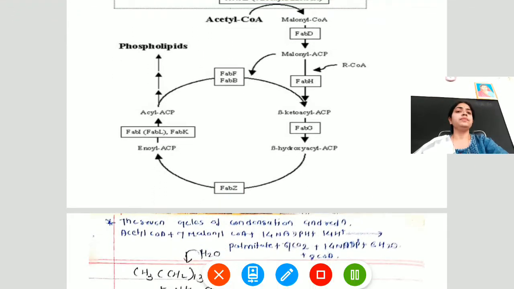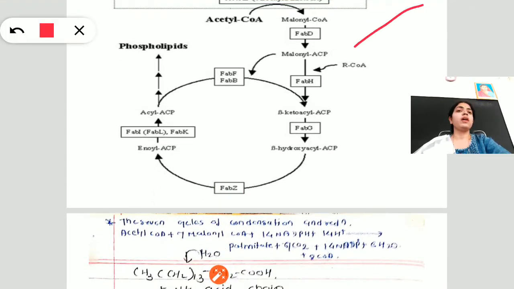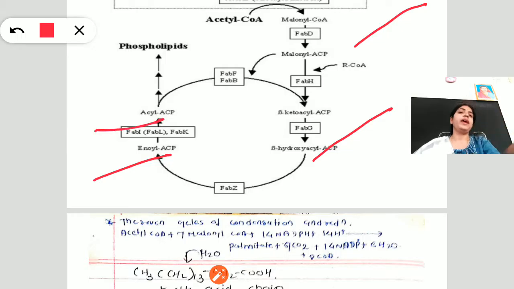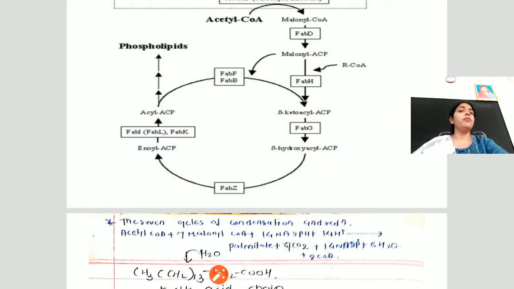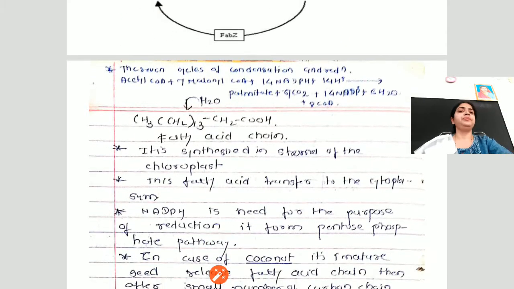To see here, this malonyl-CoA is later converted to malonyl ACP. Again, this malonyl ACP is converted into beta ketoacyl ACP, later into beta hydroxy ACP. Later on, this beta hydroxy ACP is converted to enoyl ACP, and in this way produces the phospholipid. This phospholipid is an important constituent of many membranes.